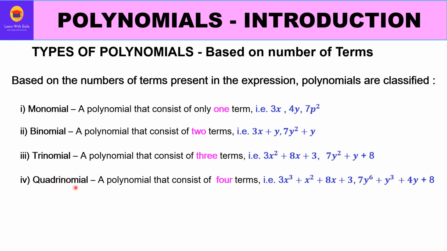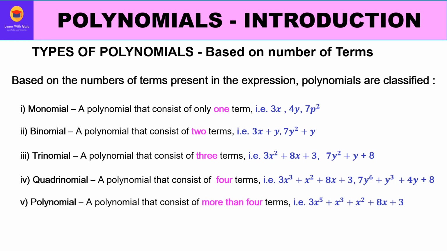Then comes quadrinomial, a polynomial that consists of four terms, right? 3x cube plus x square plus 8x plus 3. Over here four terms are there. Similarly in another example also four terms are there. This is a polynomial in one variable, that is x. This is also in one variable, that is y. But together four terms are involved and they are combined using the mathematical operation of addition, right?